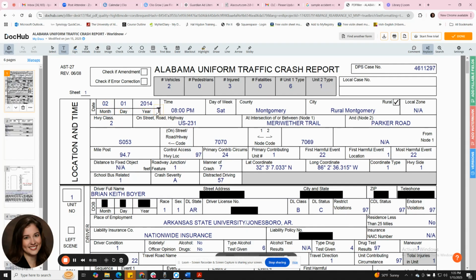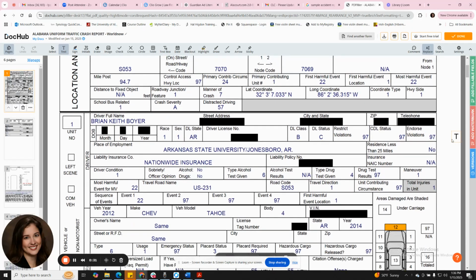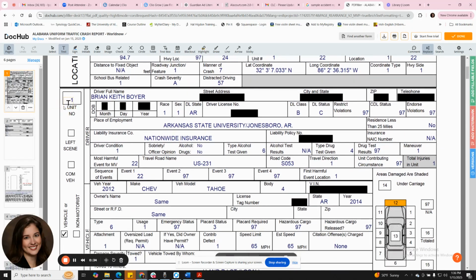Starting up here, you've got your date, the time, the day of the week, the county and the city. This is all the information the officer is going to take down when they respond. As you come on down, right here, this is going to be Unit 1. Unit 1 is where they're supposed to put the person that the officer deems at fault. So the driver of Unit 1 is typically the person that the officer has decided was at fault in causing the accident. Then you're going to have their identifying information in here, their place of employment, and right here is going to be their insurance company.